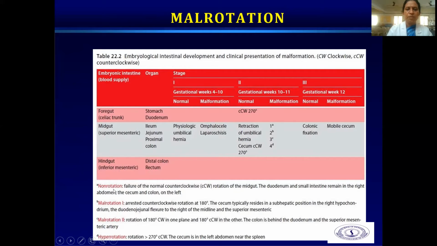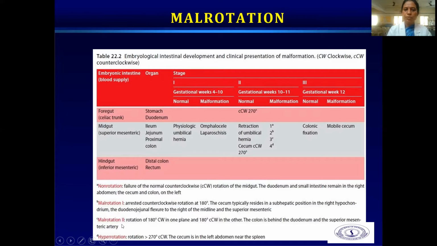Now non-rotation means failure of the normal counterclockwise, that is CCW, rotation of the midgut. The duodenum and small intestine remain in the right abdomen, the cecum and colon on the left. Whereas malrotation 1 means arrested counterclockwise rotation at 180 degrees. The cecum typically resides in a subhepatic position in the right hypochondrium. The duodenojejunal flexure is to the right of the midline and the superior mesenteric.